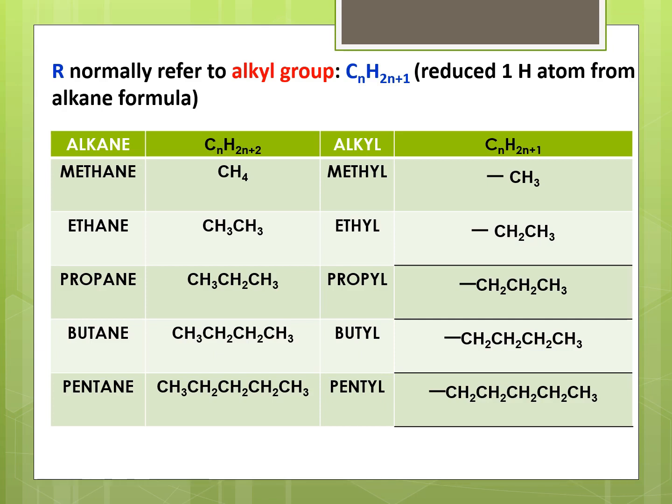Ethane, as an alkyl group, will be ethyl, CH2CH3. Propane will be propyl. Butane, butyl. Pentane, pentyl. Pentane has 5 carbons.